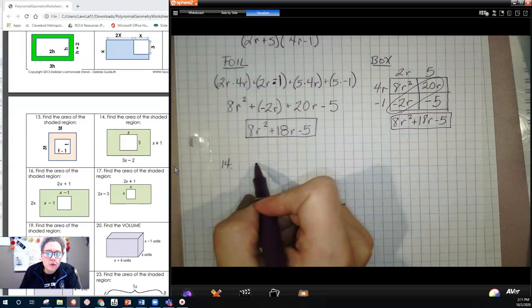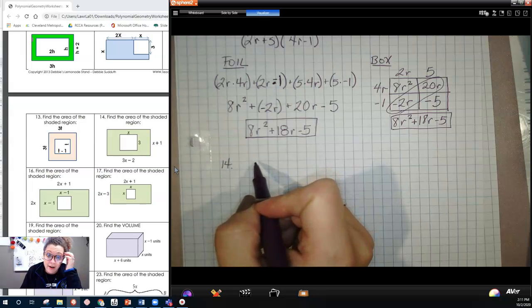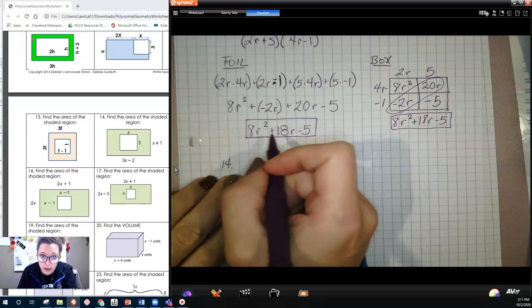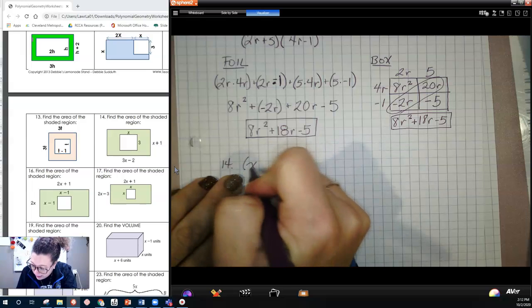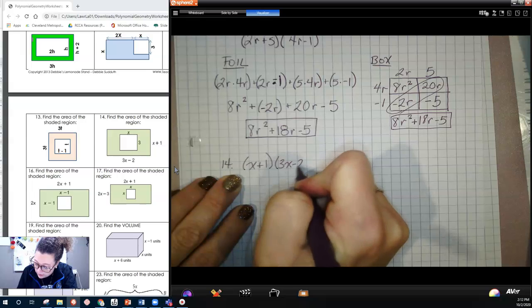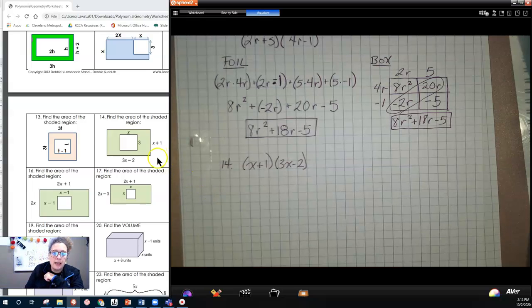So in order to do that, I need to take away the unshaded part. So I need to find the area of both rectangles. So I'm going to find the area of the larger rectangle first, the green rectangle, if you will. And that area is going to be x plus 1 times 3x minus 2. Because again, I'm taking this length that's here, if you can see the cursor, by the width or vice versa, but these two times each other.